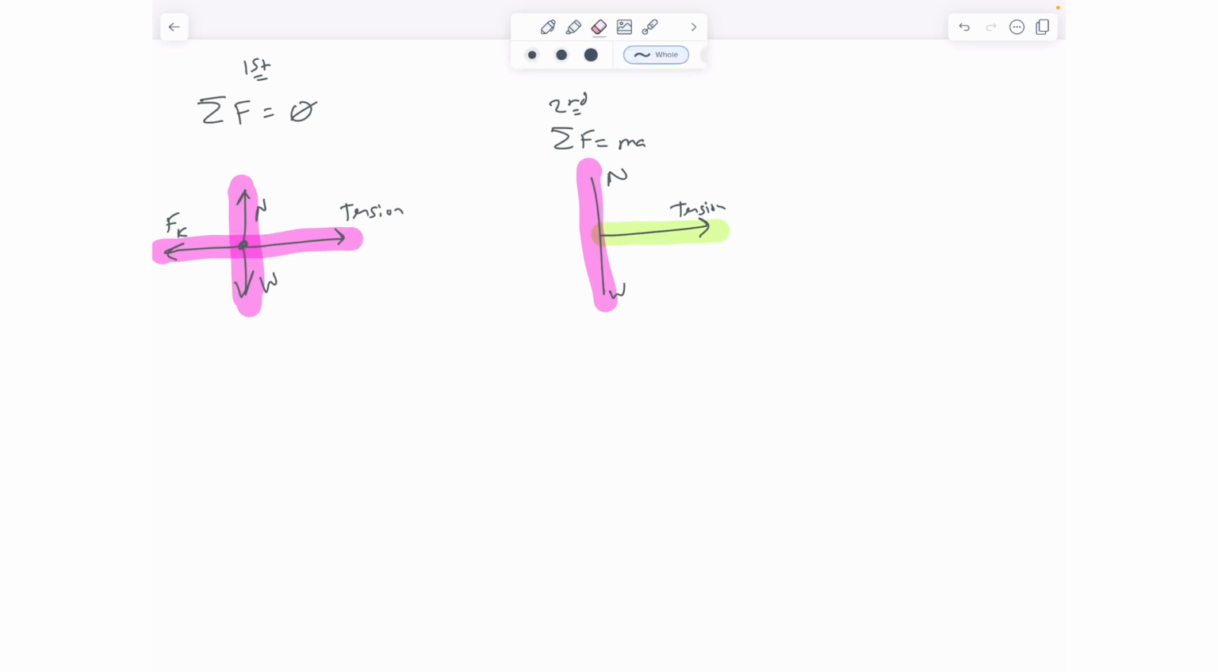Because these forces are imbalanced, we're going to do F equals ma, and that means there is an acceleration. So if the forces are imbalanced, there is an acceleration. If the forces are balanced, there's no acceleration.